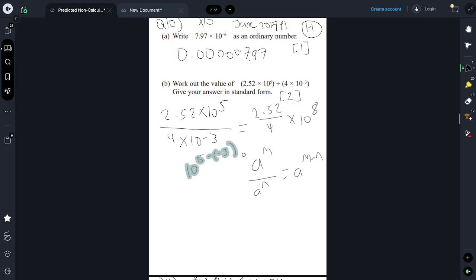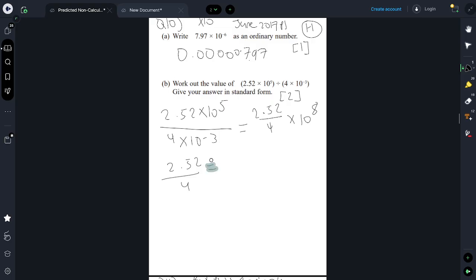So now all it boils down to is working out this calculation here. With this type of thing, division of two standard form numbers, split it up like this and divide the main number first, and then deal with the 10 power after. Okay, so now 2.52 divided by 4. Well, it's kind of like the first question. You want to divide one number by another.